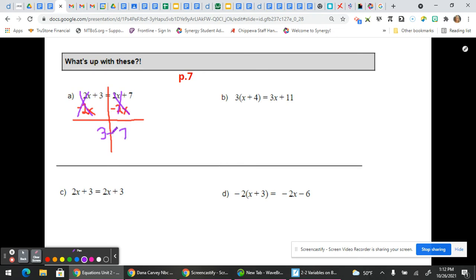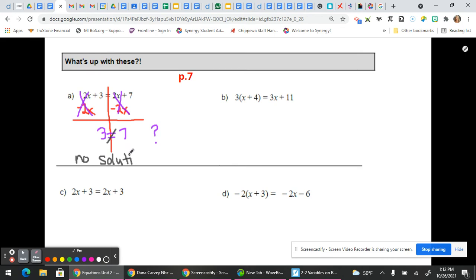What do you know about 3 equals 7? I hope you're saying it can't. That's not true. When my variables cancel out here, 3 does not equal 7. So we make this mark of not equal. They are not equal. So that means that in this equation, this might be the first time this happens, there is actually no solution.